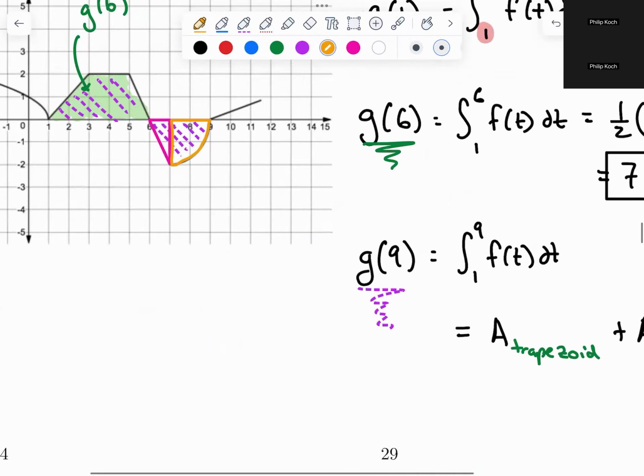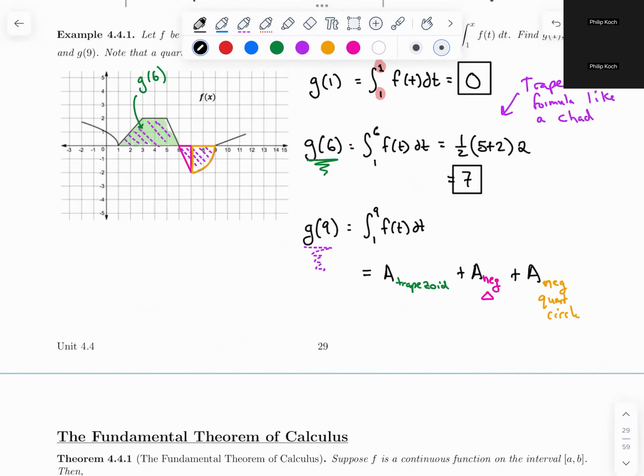So that's going to be equal to the area of the trapezoid, which we found to be 7, plus negative 1/2 the base, which is 1, times the height, which is 2, plus negative pi. The first piece, the negative triangle, is below the x-axis, so the height of it would be negative. That's why it's negative. And if you compute that, that's going to be -1. So 7 plus -1 plus negative pi equals 6 minus pi.